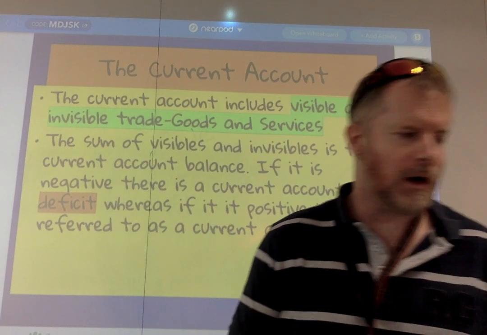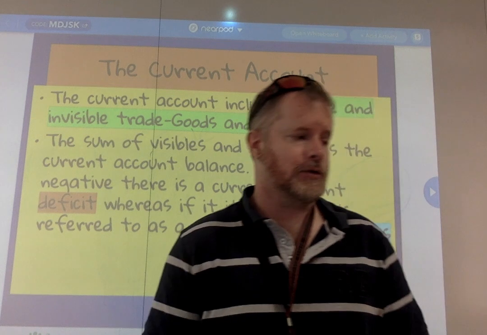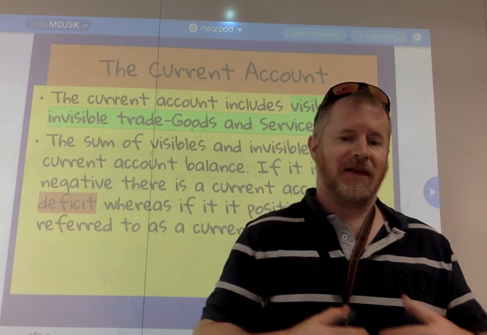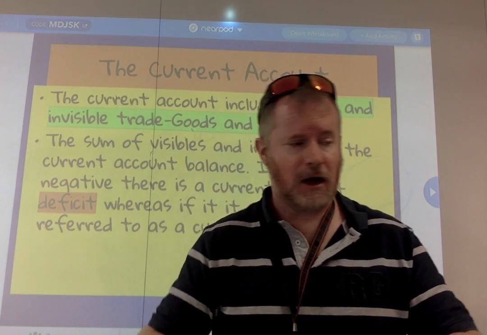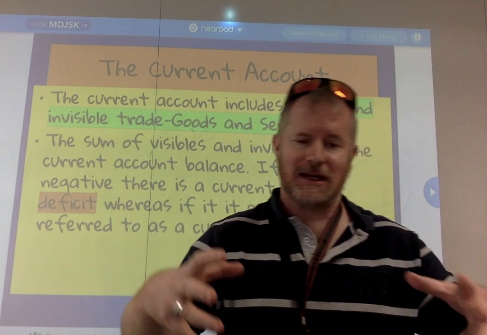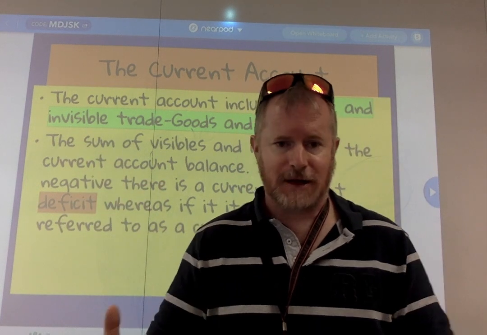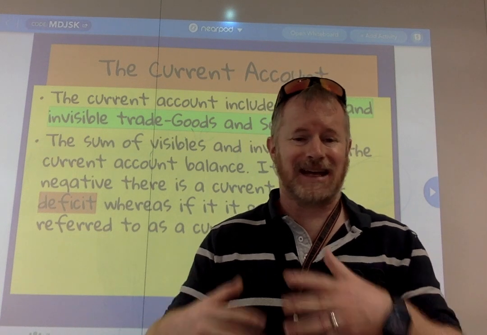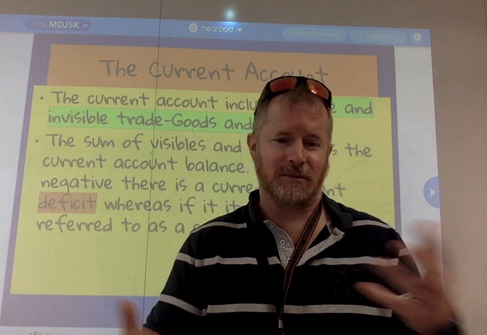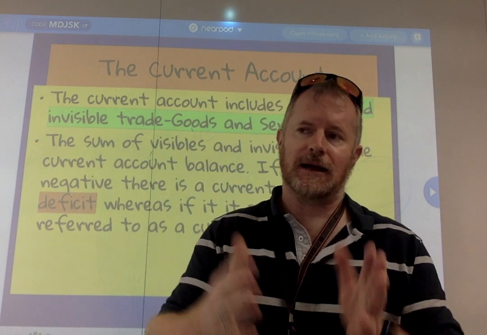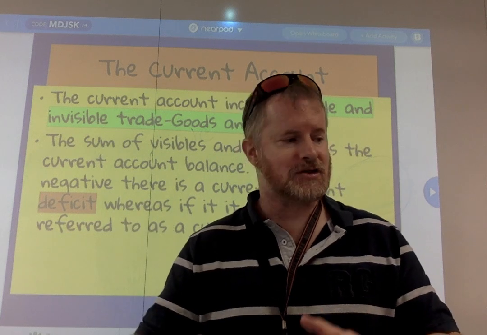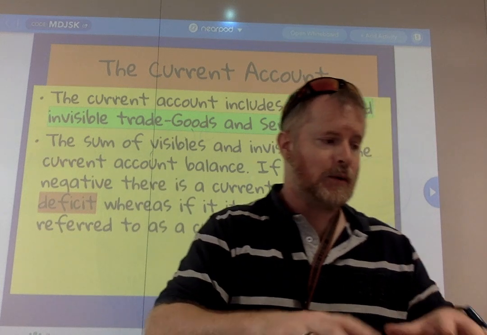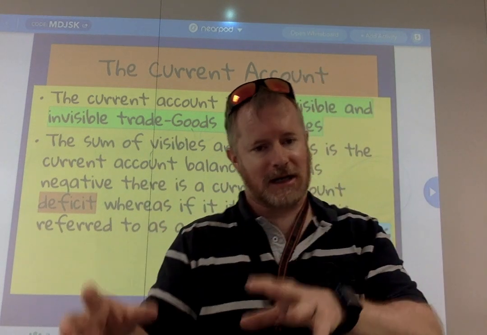Okay. The current account includes visibles and invisibles. They are pretty much exactly as you'd think. When we're talking visibles, we're thinking things that are physical, tangible, the goods. When we're talking invisibles, they're things that aren't physical, that aren't tangible, the services. So we're looking essentially at a balance of goods and a balance on services. And when we add those two balances together, we end up with an overall current account balance.